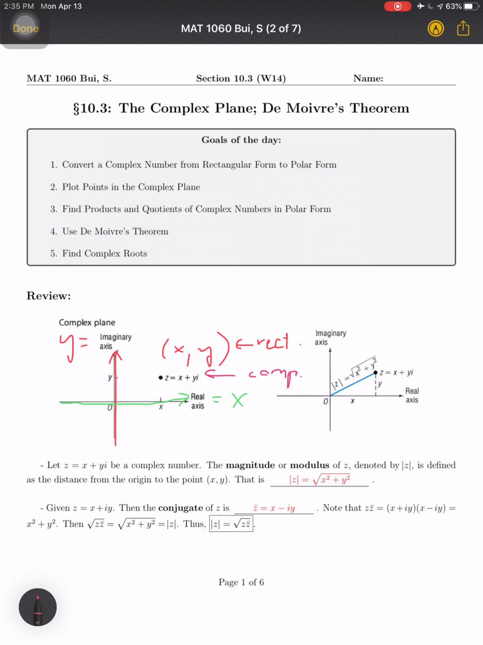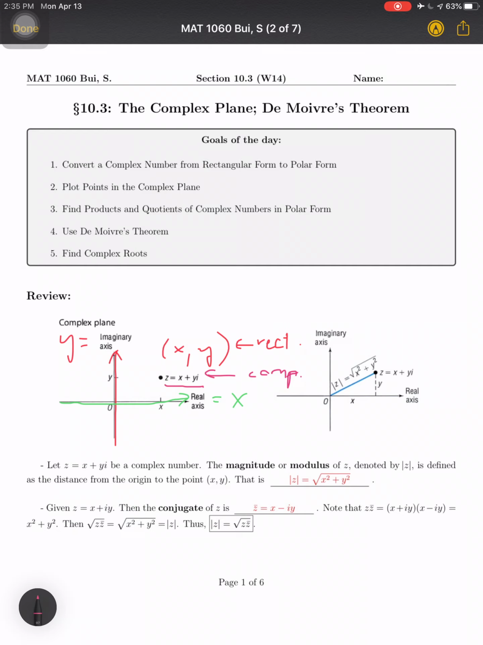So in a complex plane, a point would be represented by x plus yi. The i in here, as you can guess, is a shortcut for imaginary. That's why there's a little i in there. And again, x in here is the real part, and y is the imaginary part.